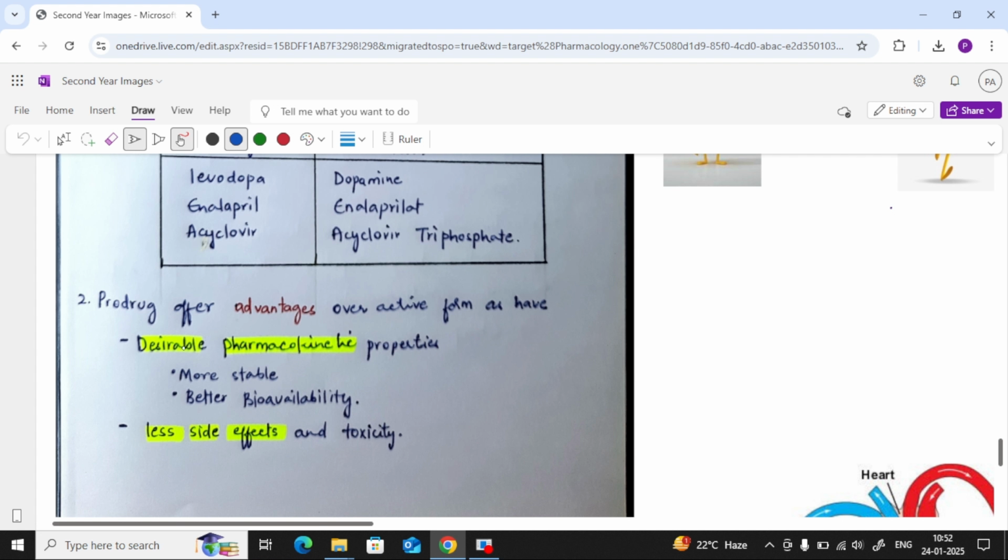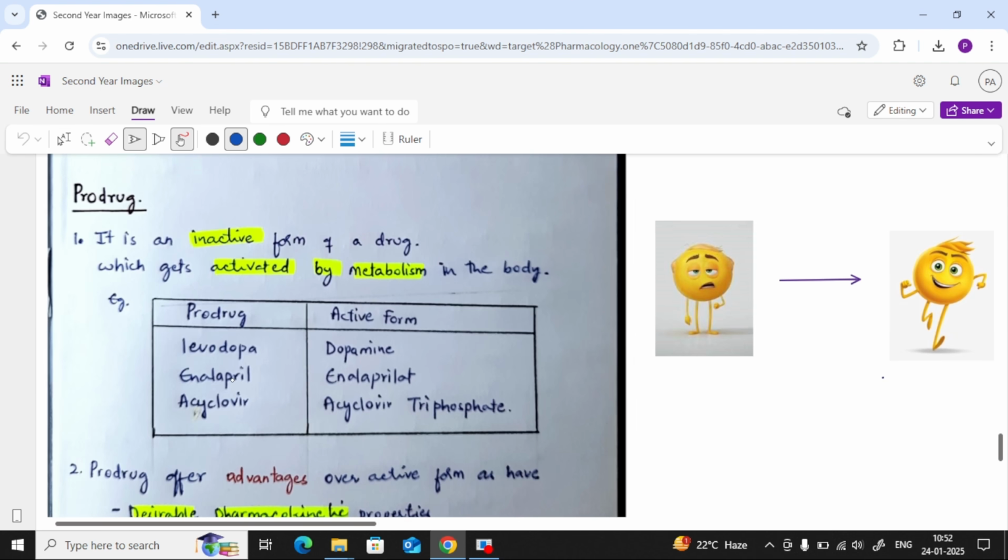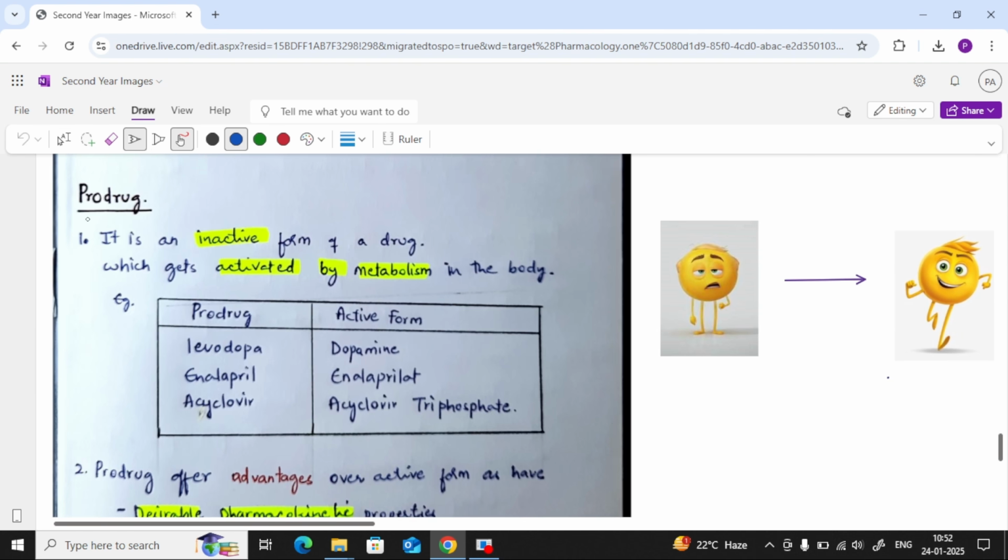Okay, so there are desirable pharmacokinetic properties related to prodrugs. They are more stable and give better bioavailability. If you want to understand bioavailability, go to the part 1 video of this pharmacokinetics. There are more good things and less side effects and toxicity. So because of these advantages, in some cases we are using prodrugs. Okay, so we are done with the question on prodrug.